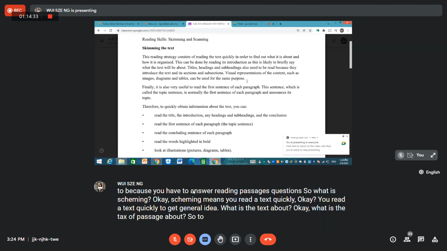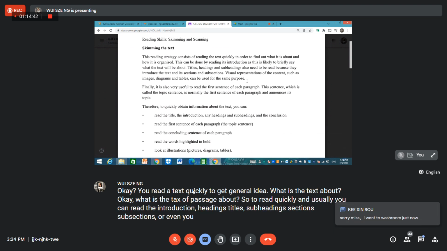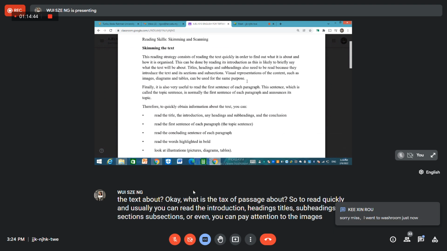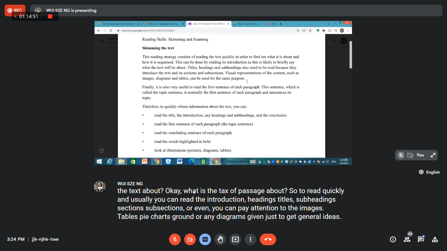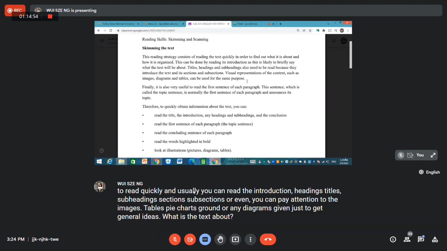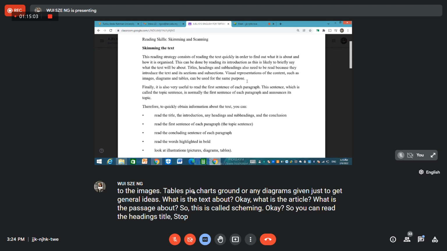So to read quickly, usually you can read the introduction, headings, titles, subheadings, sections, subsections, or even pay attention to the images, tables, pie charts, graphs, or any diagrams given, just to get a general idea what the article or passage is about. So this is called skimming. You can read the headings, titles, subheadings, introductions to get an idea what the text is about.